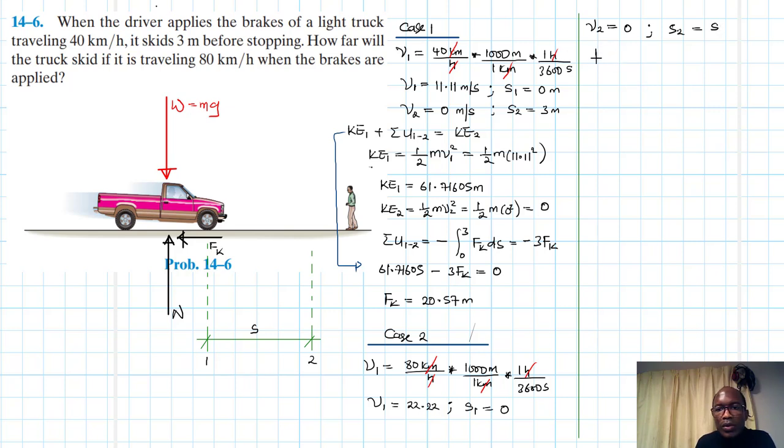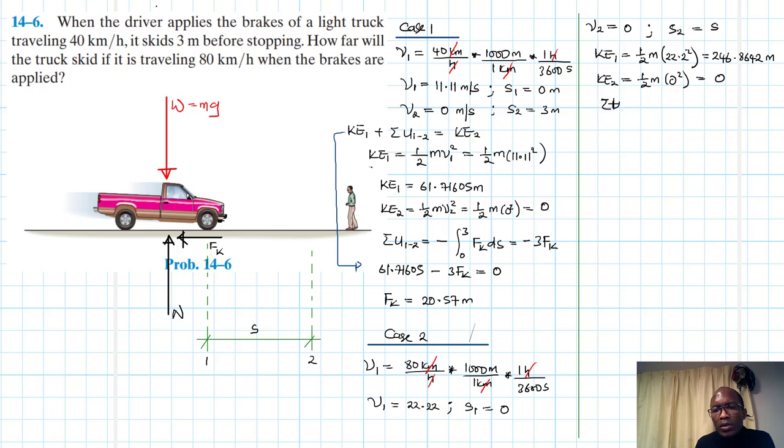So using the same equation, let's find what KE1 is. Our KE1 is half m times 22.22 squared. This gives us 246.8642 m. KE2 is equal to 0.